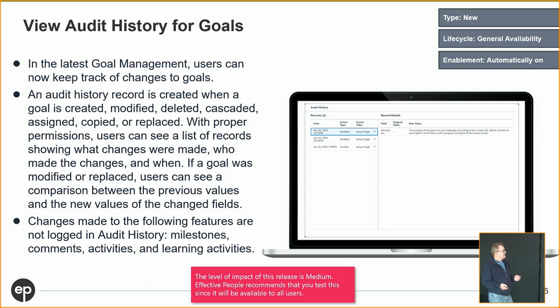Otherwise, you will not be able to see them in the audit trail. And there are still some limitations. For instance, the milestones and comments, if you're using the comment option on the goal plan, will not be part of the audit trail, as will the activities that are linked to the goals that you can see on the goal plan. If you change that, that is not available in the audit trail.